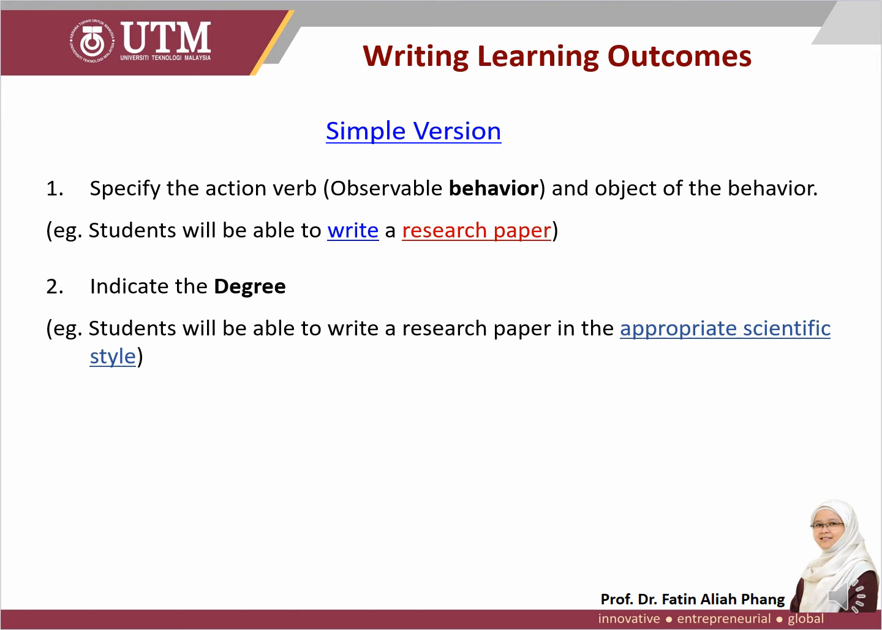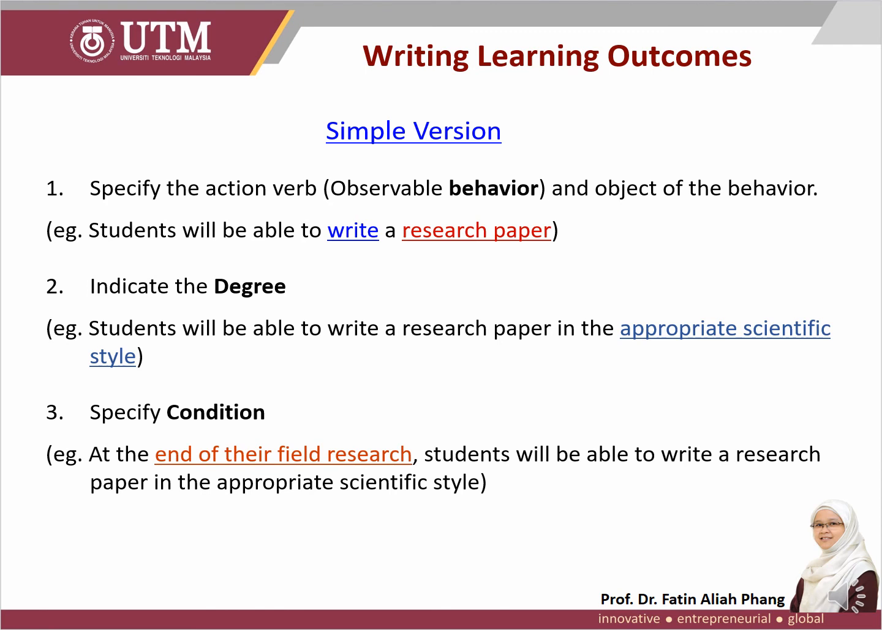Number 3, you add the condition, right? You specify the condition. So at the end of their field research, students will be able to write a research paper in the appropriate scientific style. So they must do it at the end of their field research. You must ensure that they completed their field research, and only then can they write their research paper using the appropriate scientific style. So you can keep on extending it to include A, B, C, D in one learning outcome. I hope this is clear.